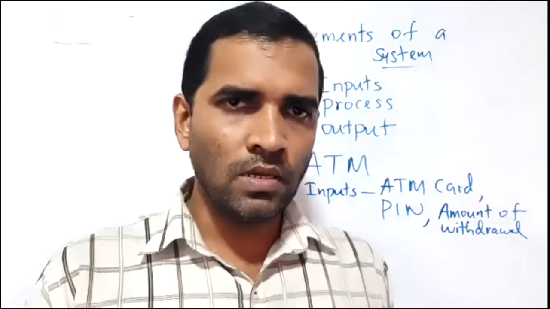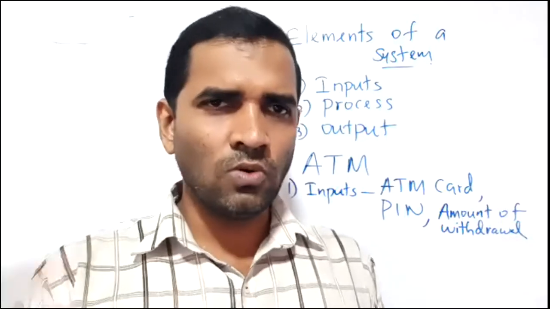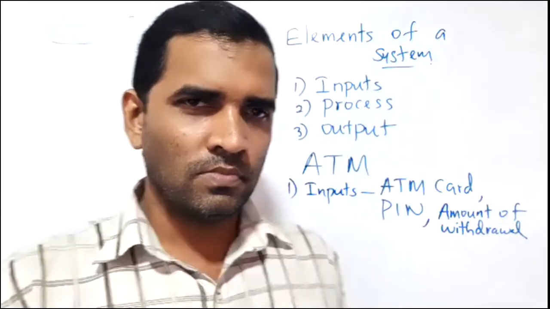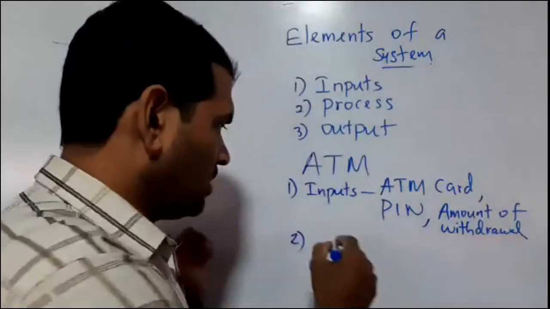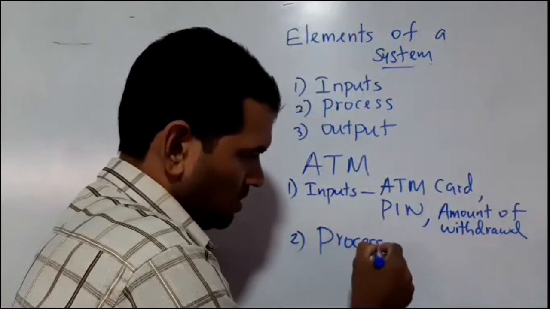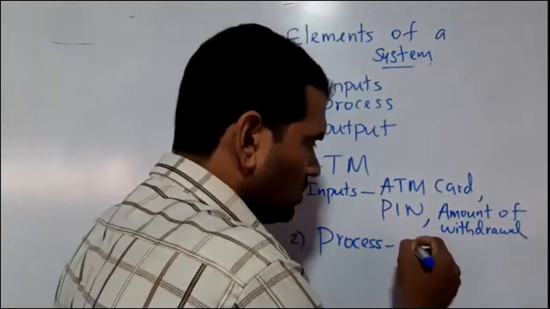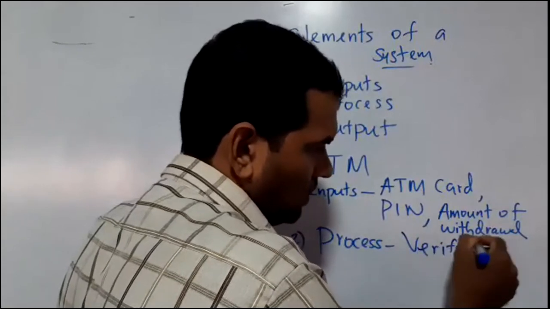So, verification of that particular PIN, or verifying the PIN. What's the common term we can use to describe that? It is a process. Have you understood, right? The inputs are given from the outside of the system. People give the input. But once inputs are taken, the process must take place inside the system. So one process is verification, verify the PIN.